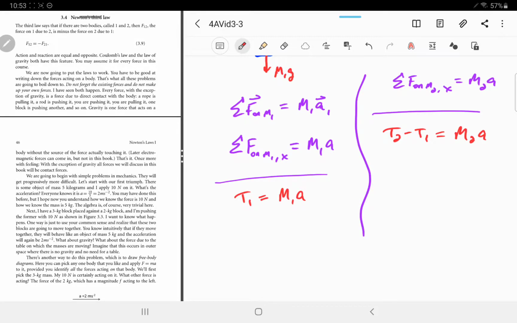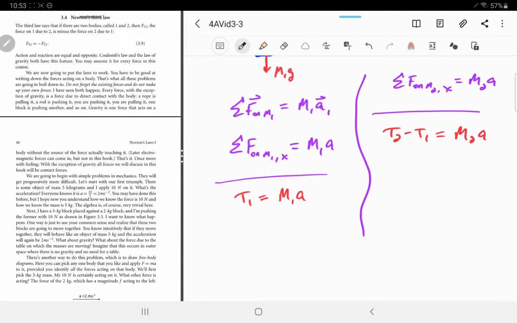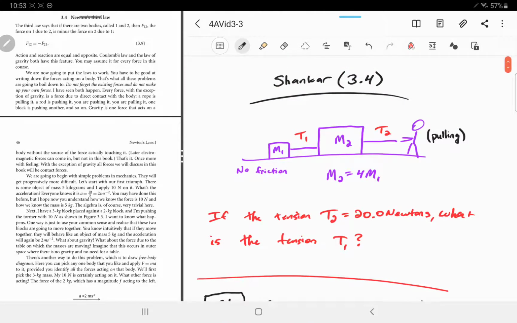All right. Now, let's think about what our unknowns are. Okay, so what do we know? We know the masses. We're at least told what M2 is in terms of M1. Our unknown is, we definitely don't know T1, right? That's what we're trying to solve for.